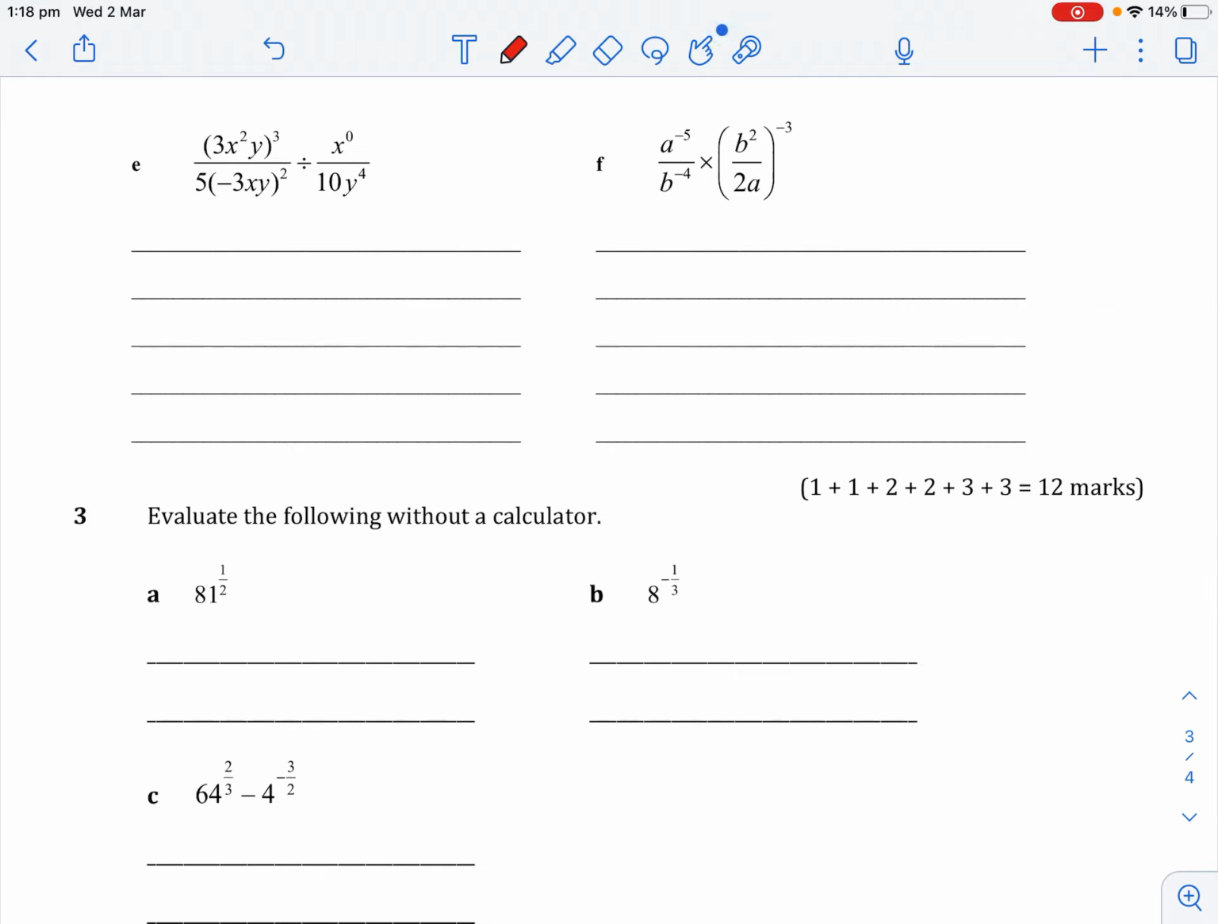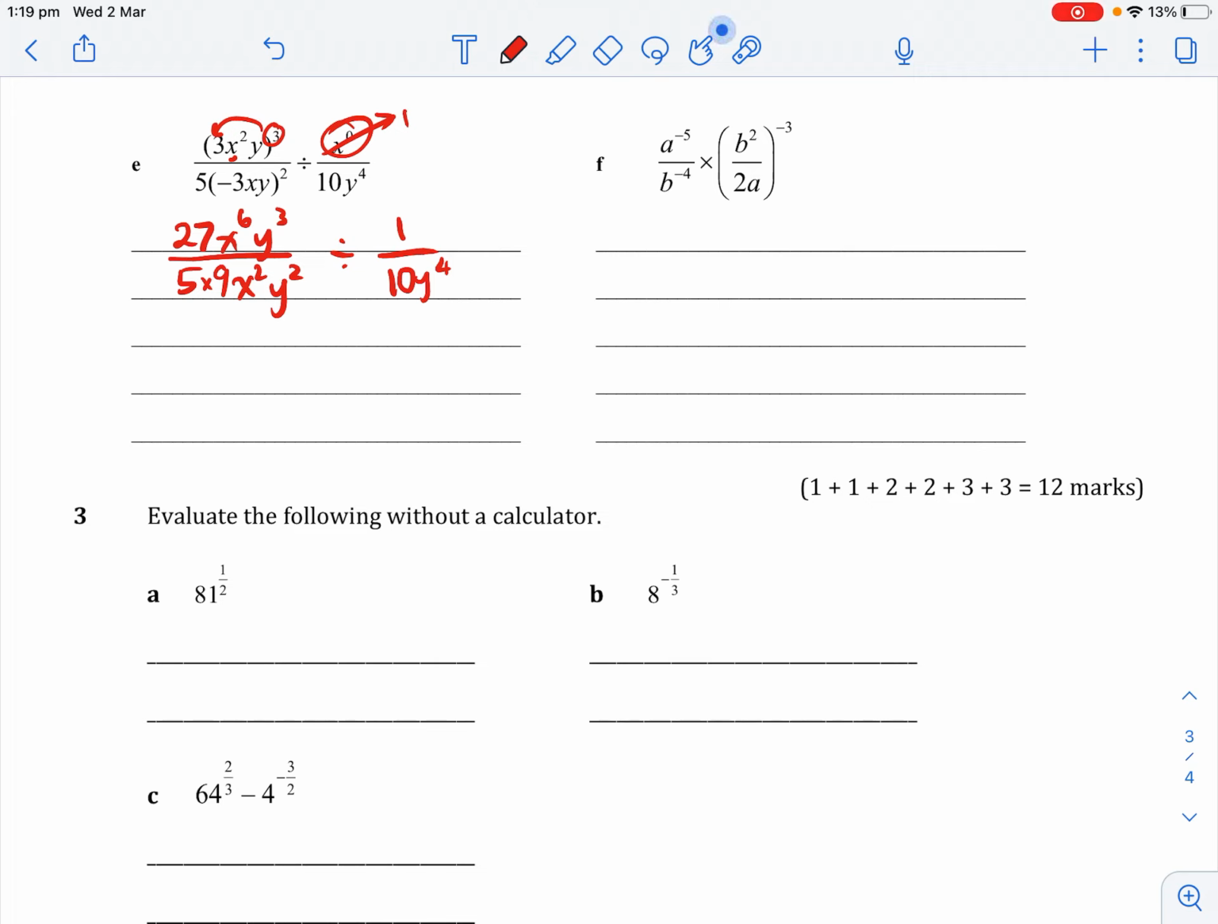Question E messed up a few students when we did it in class today. The first thing, I need the 3 to the power of 3. 3 to the power of 3 is 27. And then I need x squared to the power of 3, times the powers, becomes x to the power of 6. Y to the power of 3. On my denominator, the 5 is outside the brackets, so it just stays outside the brackets. Negative 3 squared is positive 9. X squared is x squared. Y squared is y squared. And we've got this divide by x to the power of 0. Anything to the power of 0 just equals 1. So it becomes 1. And we've got a 10 times y to the power of 4 on the denominator.